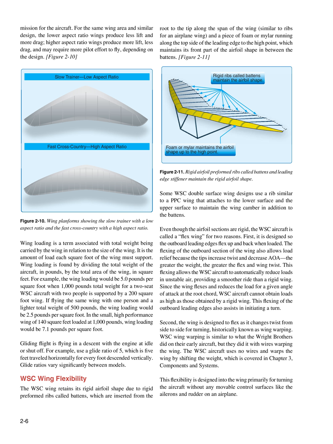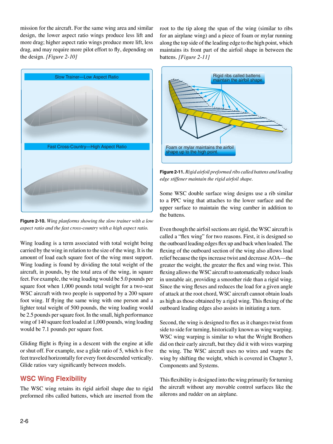Even though the airfoil sections are rigid, the WSC aircraft is called a flex wing for 2 reasons. First, it is designed so the outboard leading edges flex up and back when loaded. The flexing of the outboard section of the wing also allows load relief because the tips increase twist and decrease AOA. The greater the weight, the greater the flex and wing twist. This flexing allows the WSC aircraft to automatically reduce loads in unstable air, providing a smoother ride than a rigid wing. Since the wing flexes and reduces the load for a given angle of attack at the root chord, WSC aircraft cannot obtain loads as high as those obtained by a rigid wing.